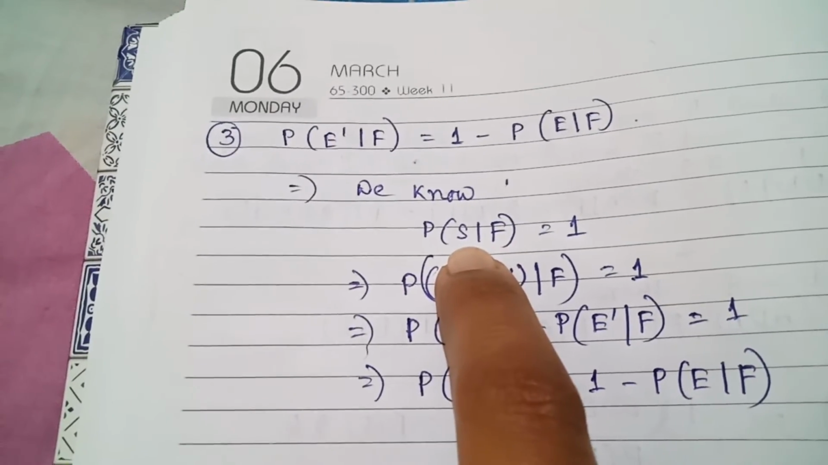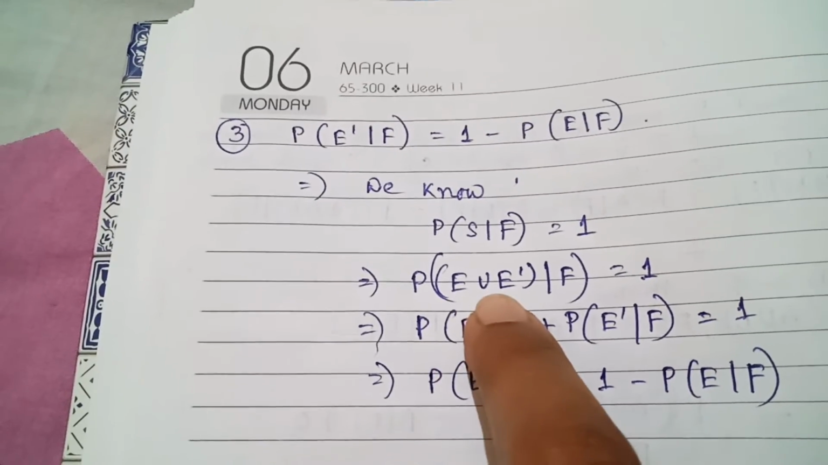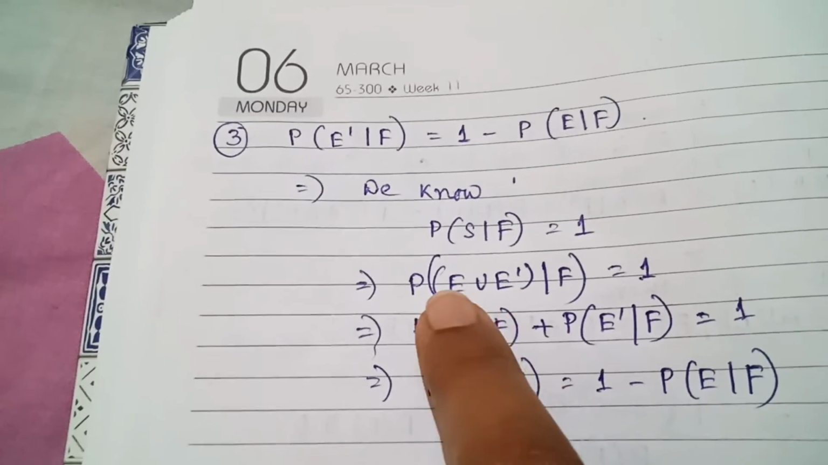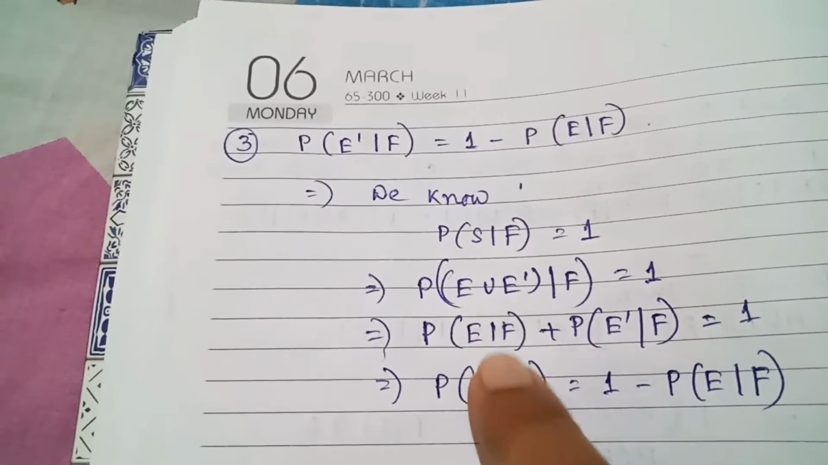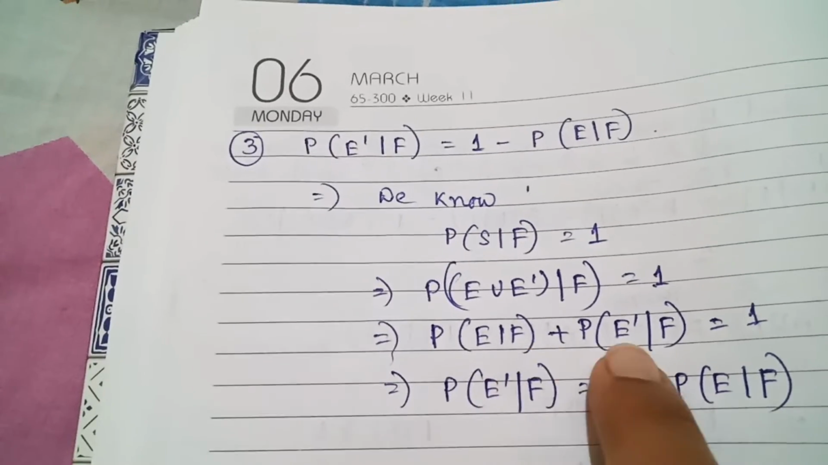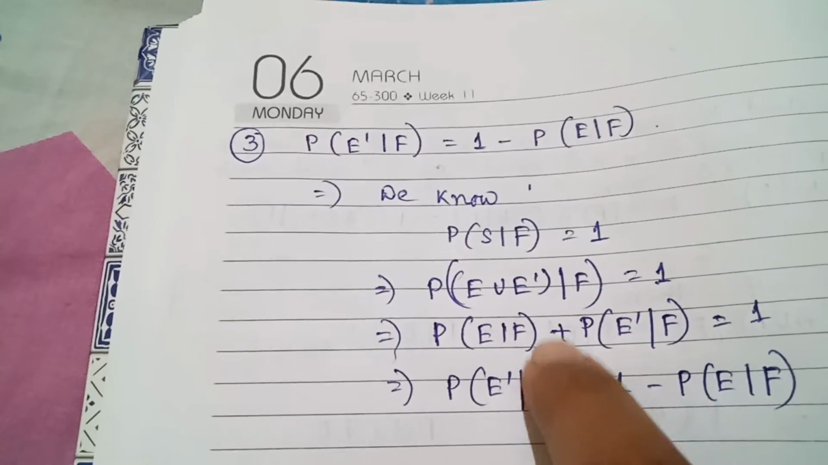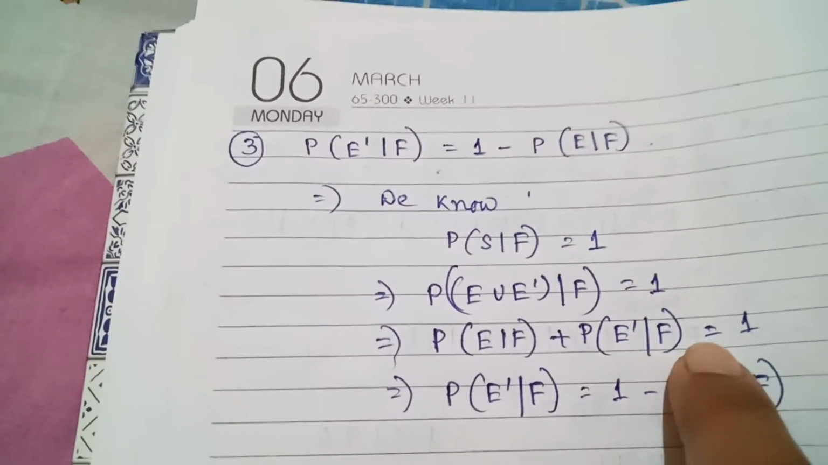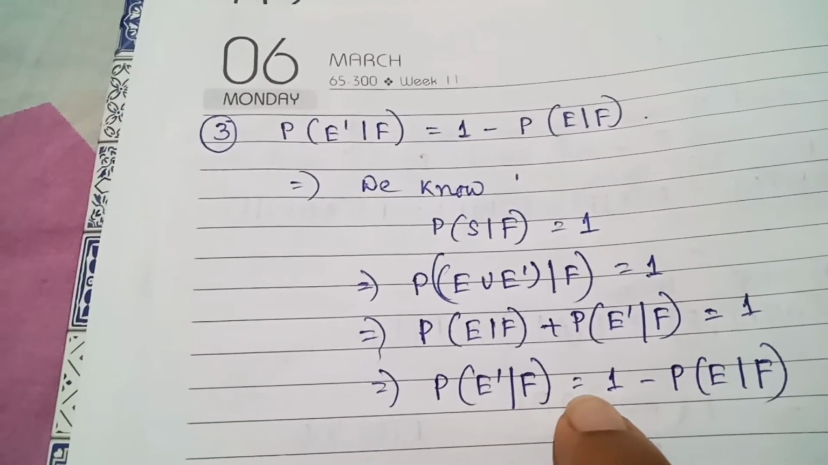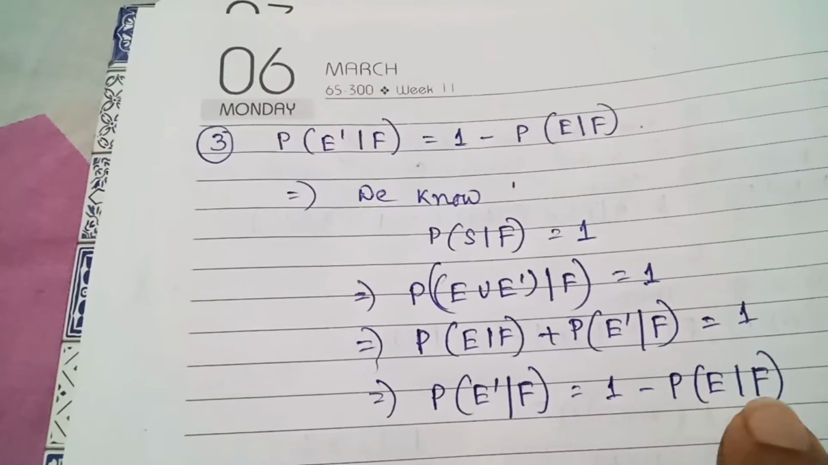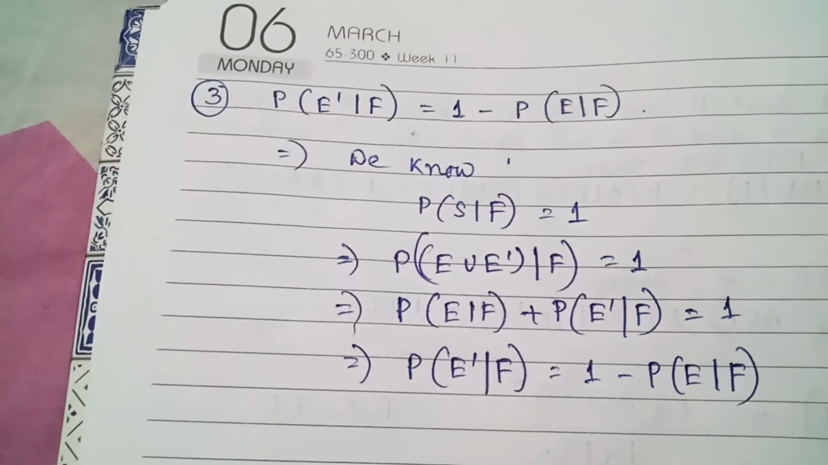Now S means the universal sample space. So that can be written as E union E prime. Now these two, E union E prime, are disjoint sets. So we can apply property number 2's second part here. And we will be getting P of E on F plus P of E prime on F equals 1. We need only P of E prime on F, that is equal to 1 minus P of E on F. Now this is all about this session.